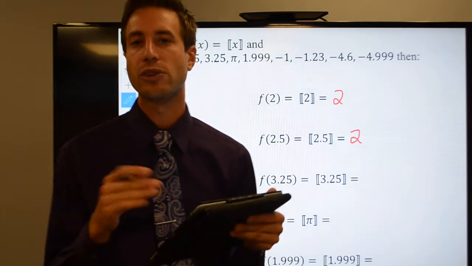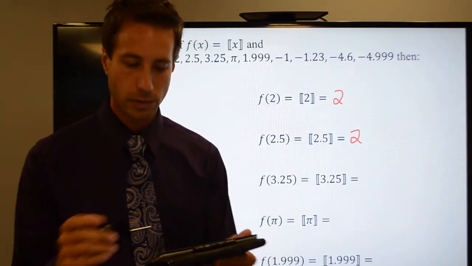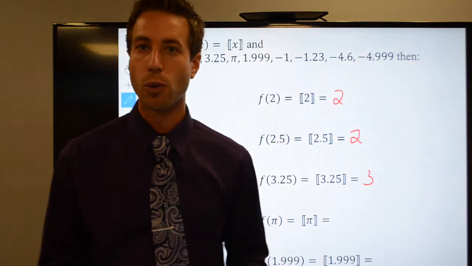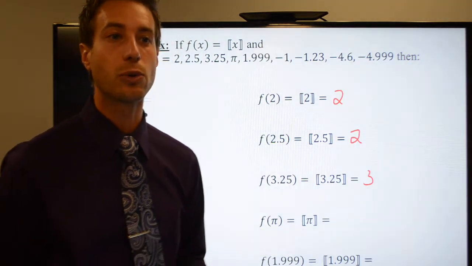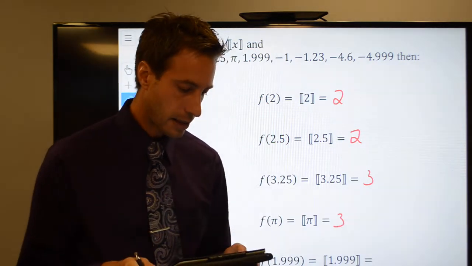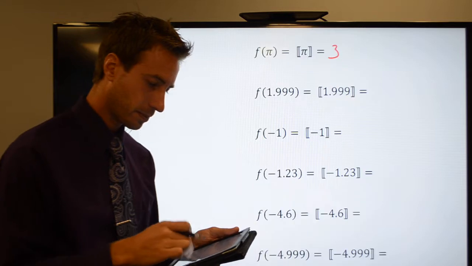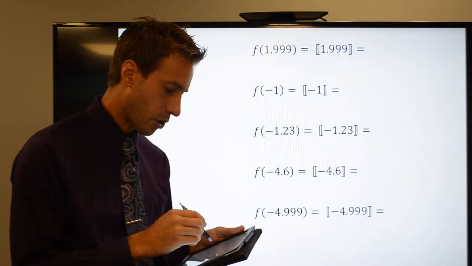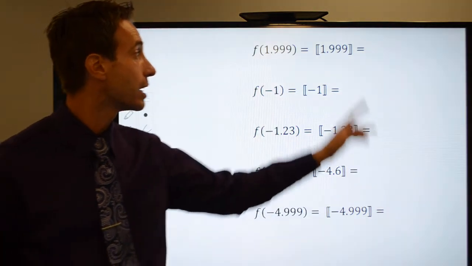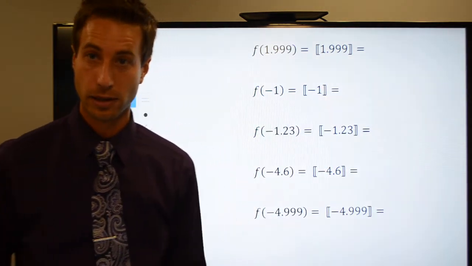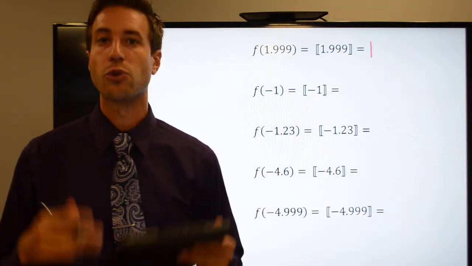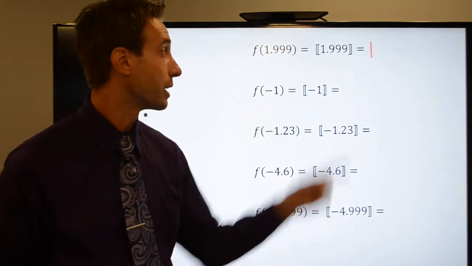The next one, 3.25. Well, the greatest integer less than or equal to 3.25 is 3. Pi. Pi is 3.14. The greatest integer less than or equal to 3.14, again, is 3. Let me scroll up so you can see these. Couple more for you here, and then we'll go ahead and try graphing one of these. Now I have the greatest integer less than or equal to 1.9999. You've got to go back to 1. 1 is the greatest integer that is less than or equal to that.